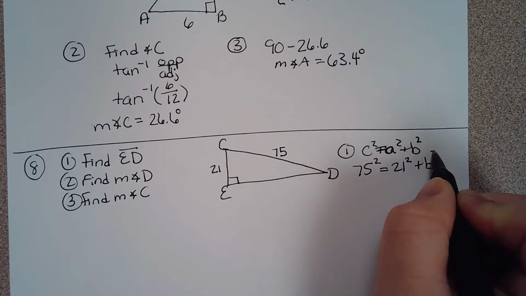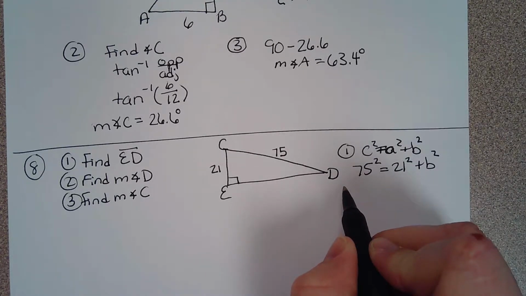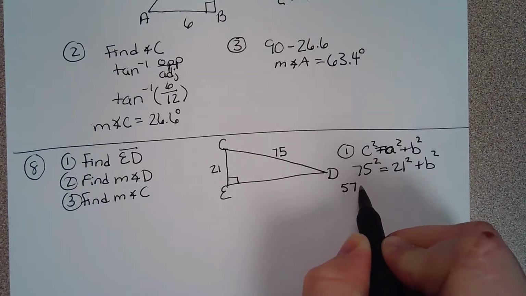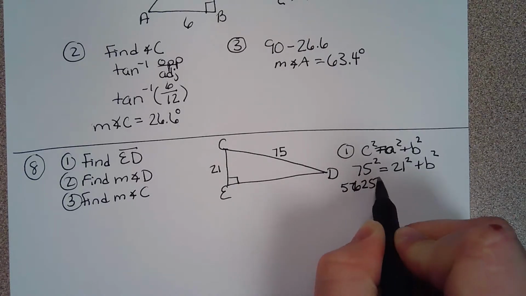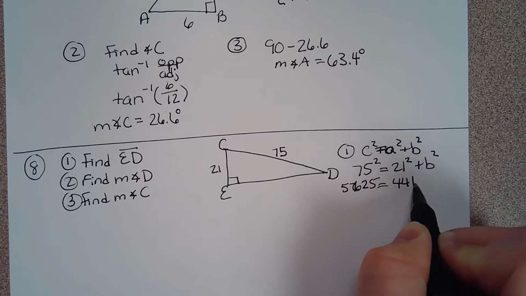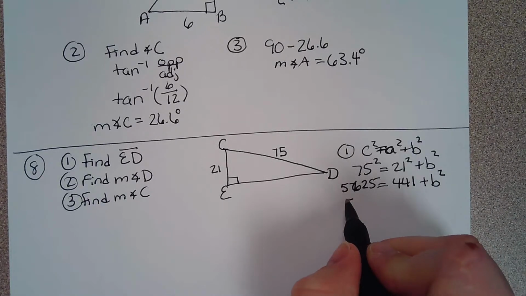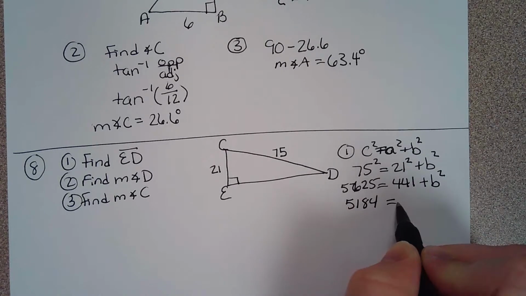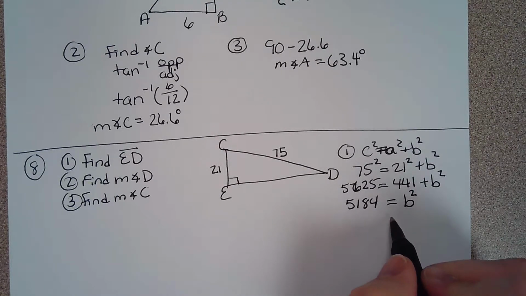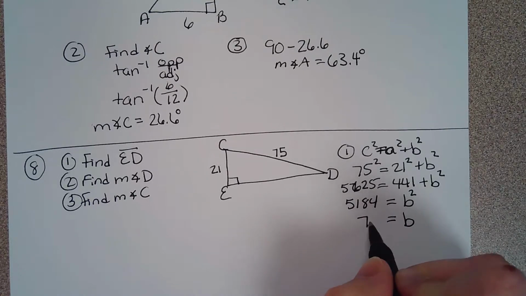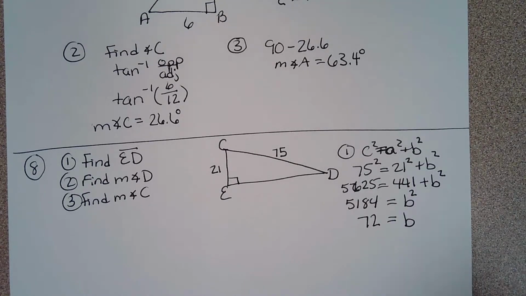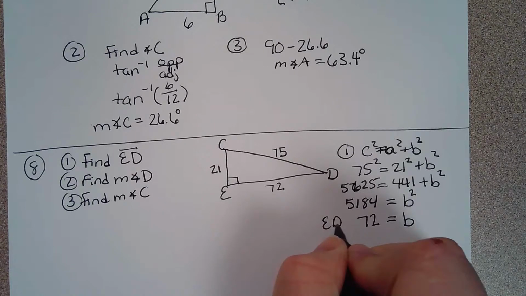So 75 squared is going to end up being 5625. So 5625 equals 441 plus B squared. We're going to subtract 441 across, which gives us 5184 equals B squared. When I square root this, it actually is a perfect square root. It is 72. So that means the line segment is now going to be labeled as 72. And over here, I'm going to write ED equals 72.